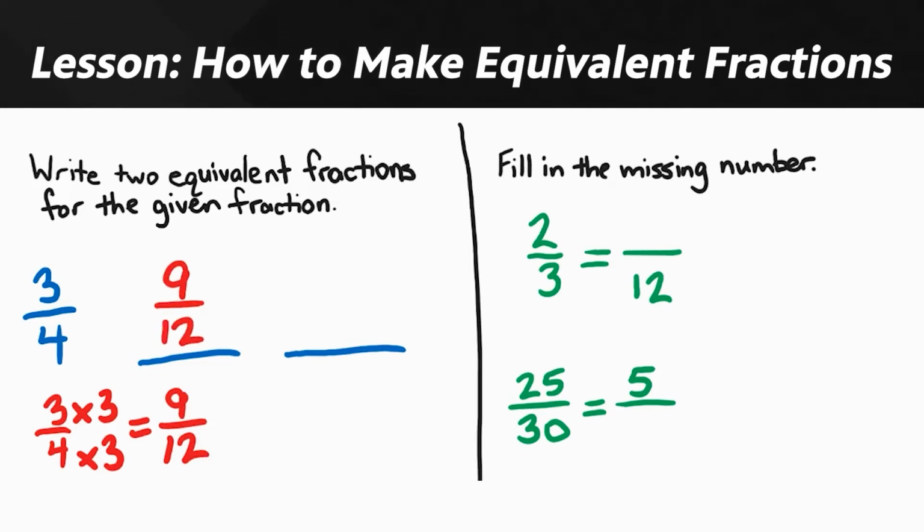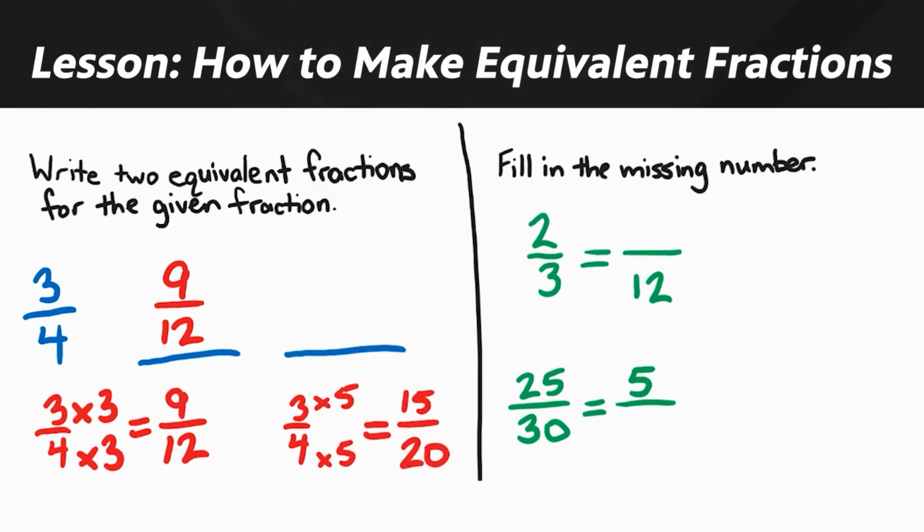Now, why did I choose 3? No particular reason, I just wanted to pick something simple. For our next equivalent fraction, let's do the same thing as before, but this time let's multiply them both by 5. 3 times 5 is 15, and 4 times 5 is 20. So those are two equivalent fractions. If you're wondering why I didn't use division, it's because I can't divide 3 and 4 by the same number other than 1.